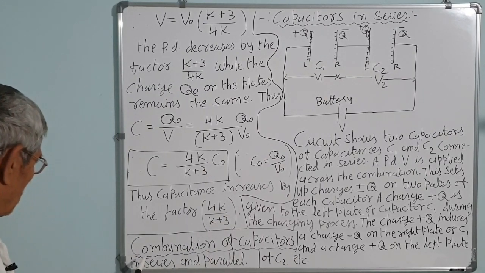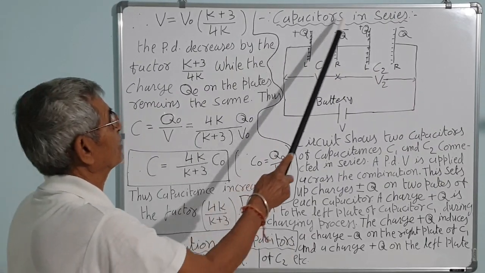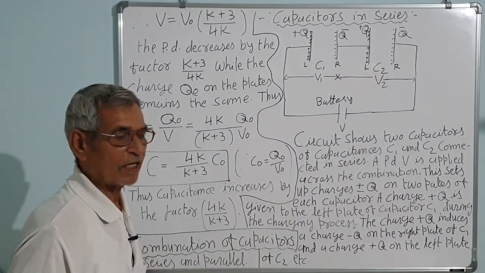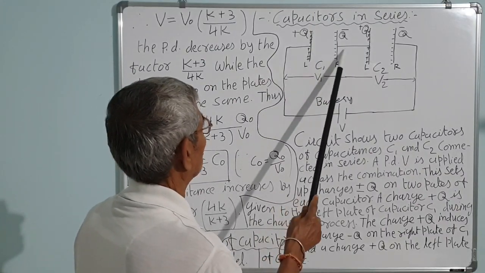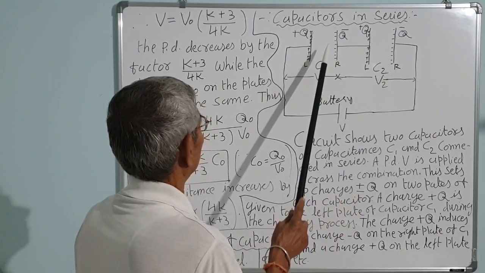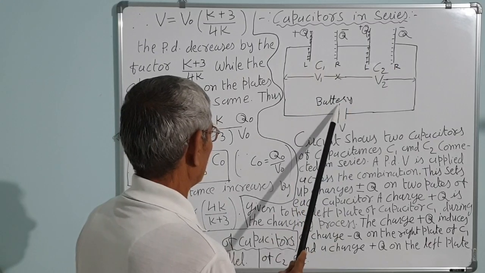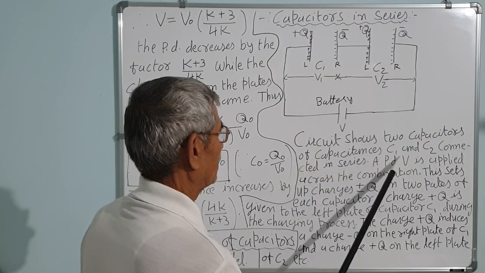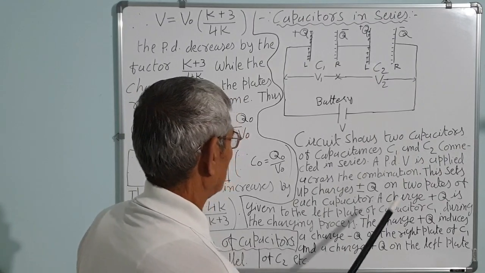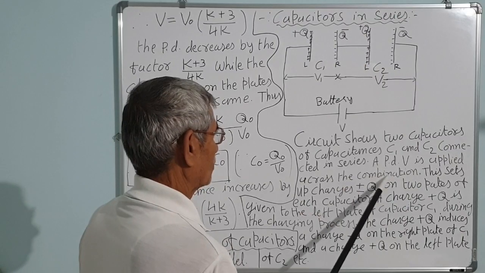Now, next topic, combination of capacitors in series and parallel. Capacitors in series. Let us see first the capacitors connected in series. The figure shows the capacitors connected in series. This is the capacitor C1, this is capacitor C2, they both are connected to the battery. The circuit shows two capacitors C1 and C2 connected in series. A potential difference V is applied across the combination.